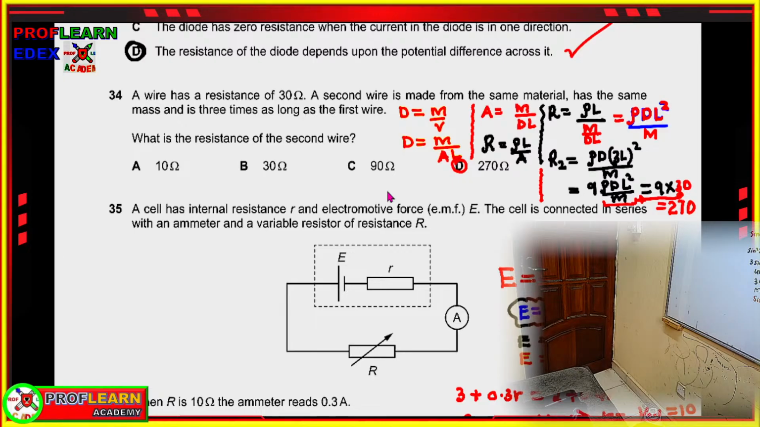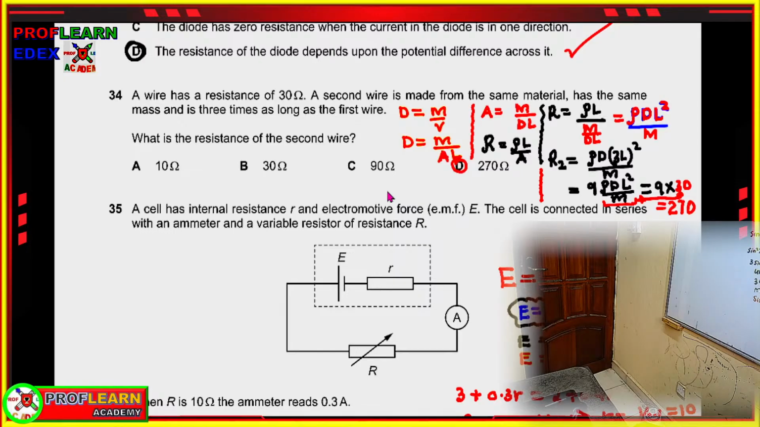So in this particular question, we are told in question number 34 that a wire has a resistance of 30 ohms. A second wire is made from the same material and has the same mass and is 3 times as long as the first wire. What is the resistance of the second wire? So that's what we're told.